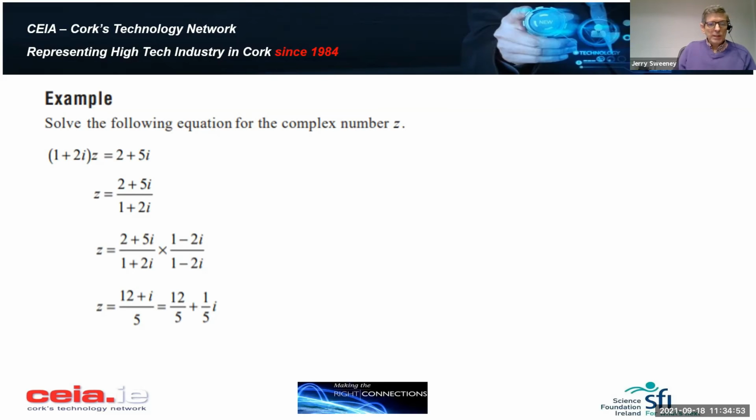If you FOIL out the top part, I'm not going to do that. That's something that you will be familiar with doing in ordinary algebra. And that will come out at 12 plus I. And if you separate them out into the real and the imaginary part, you get 12 over 5 plus 1 over 5 times I.